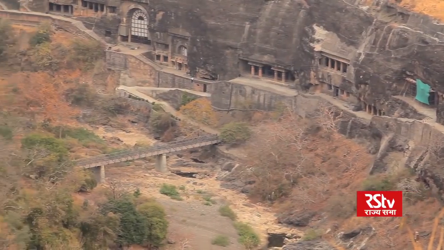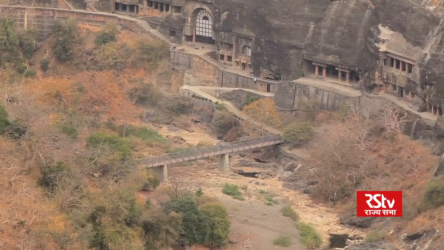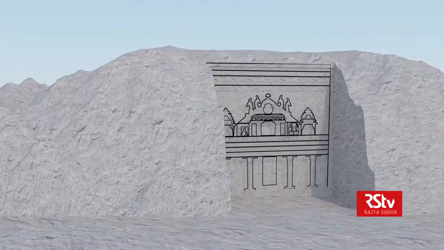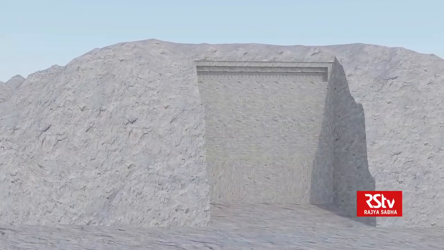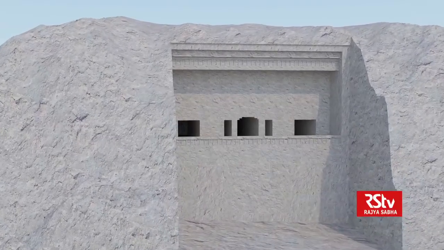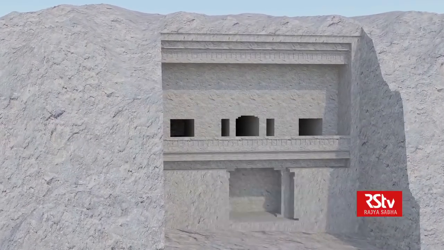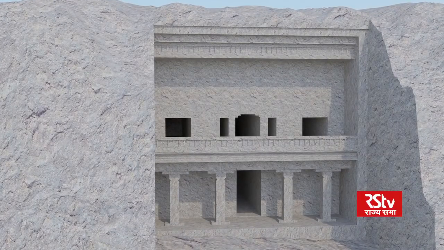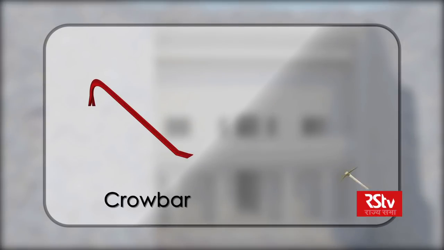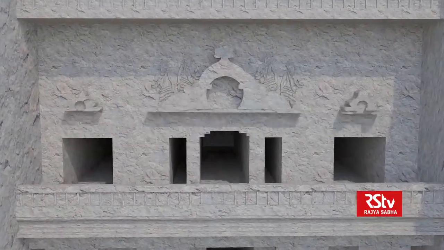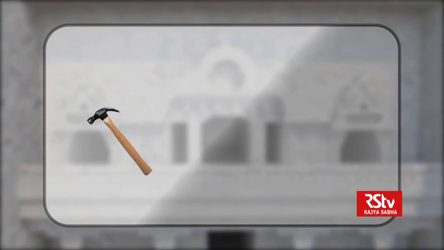So what are the techniques used here? First off, the outline must have been marked. Then excavation started from the ceiling, which was finished first. The work then continued downwards till the floor was reached. Cutting was probably done by using heavy instruments like crowbar, pickaxe, etc. The finishing and carving was entirely done by hammer and chisel.